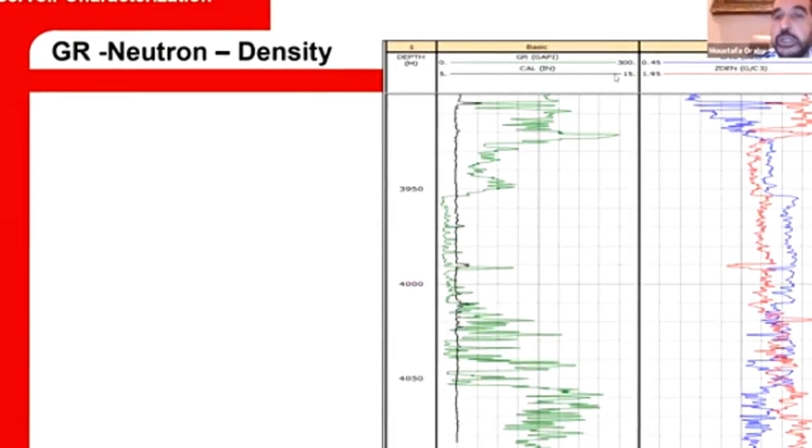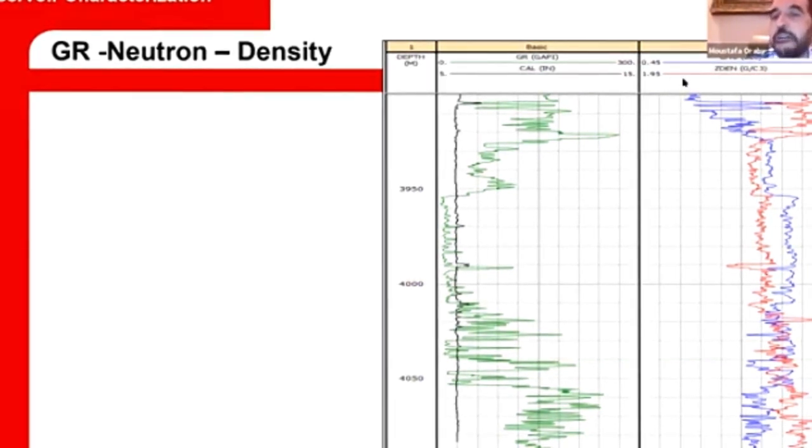So the first track has the gamma ray scale from 0 to 300 here. I can say 0 to 300 is different than the API. Well, if you do your analysis, don't abide by the API rules. Once you're done with your analysis, then when you print logs for people to look at, then you abide yourself with the API rules. Okay? So from 0 to 300, just to capture the high variation of my gamma ray.